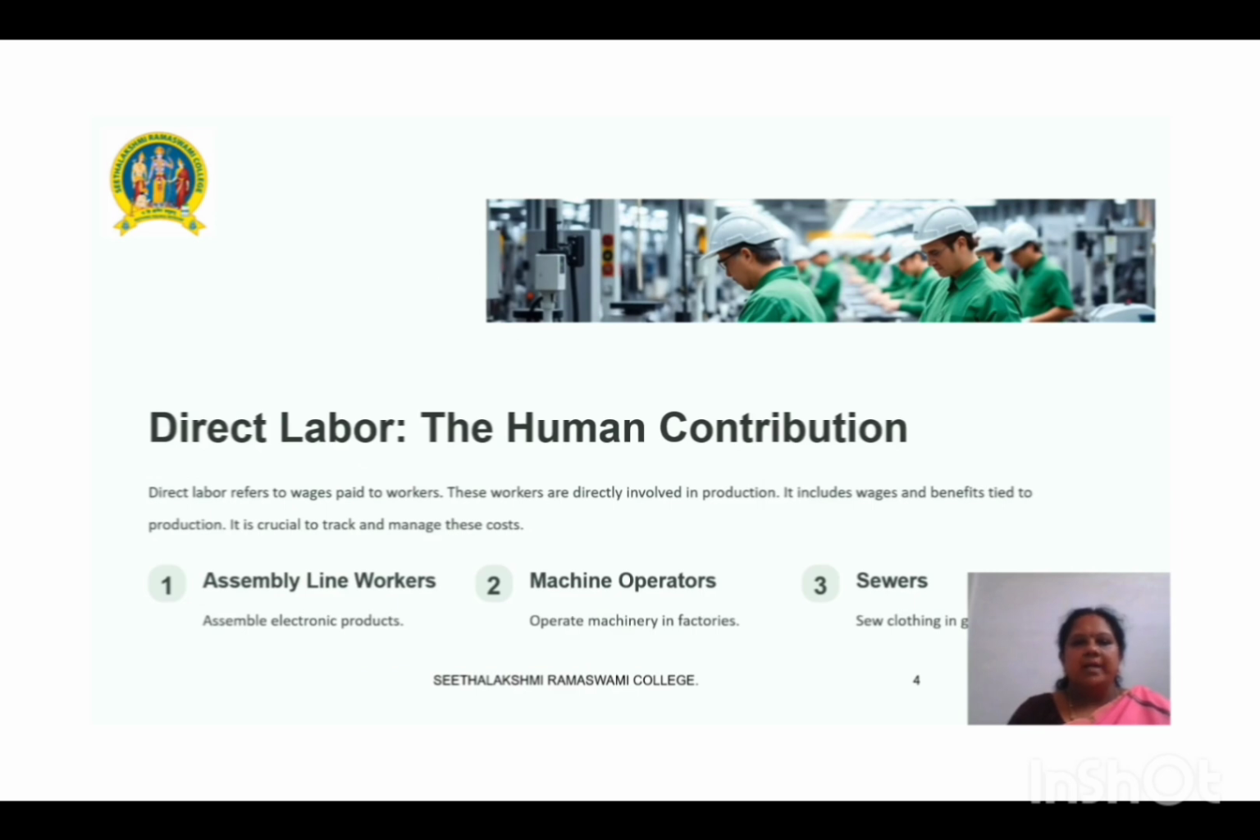Next, direct labor, the human contribution. Direct labor refers to wages paid to workers. It's crucial to track and manage these costs. Labor is remuneration paid for physical or mental effort expended in production and distribution. Labor cost is also divided into direct and indirect portions. Direct labor cost, it's also called direct wages. Direct labor cost is the cost of labor directly engaged in production operations. Example, workmen engaged in assembling parts, carpenters engaged in furniture making.